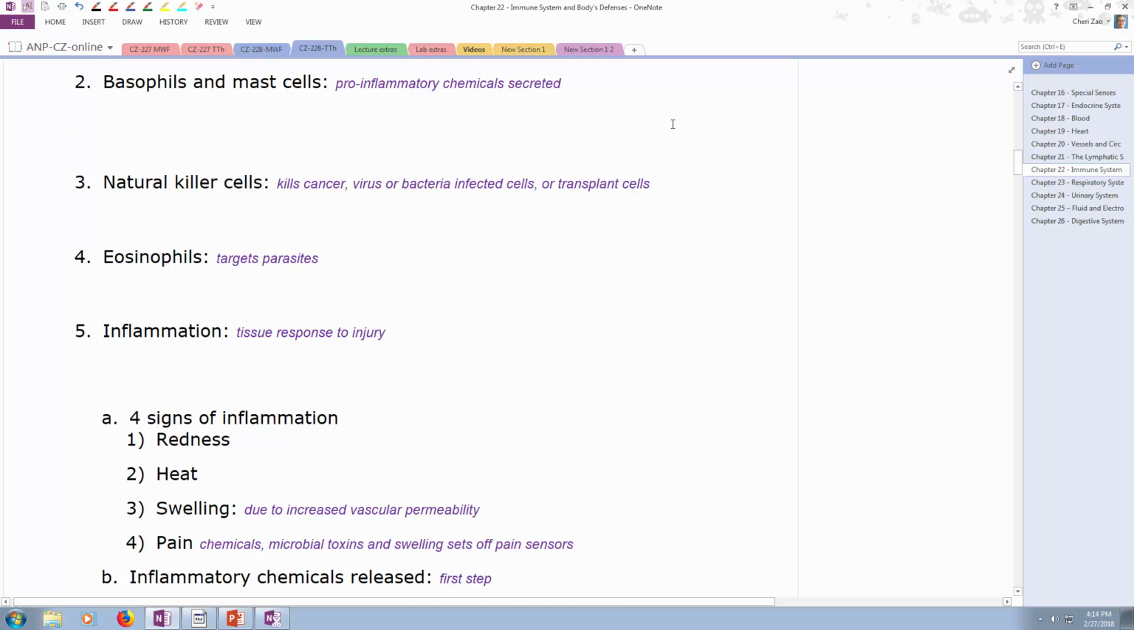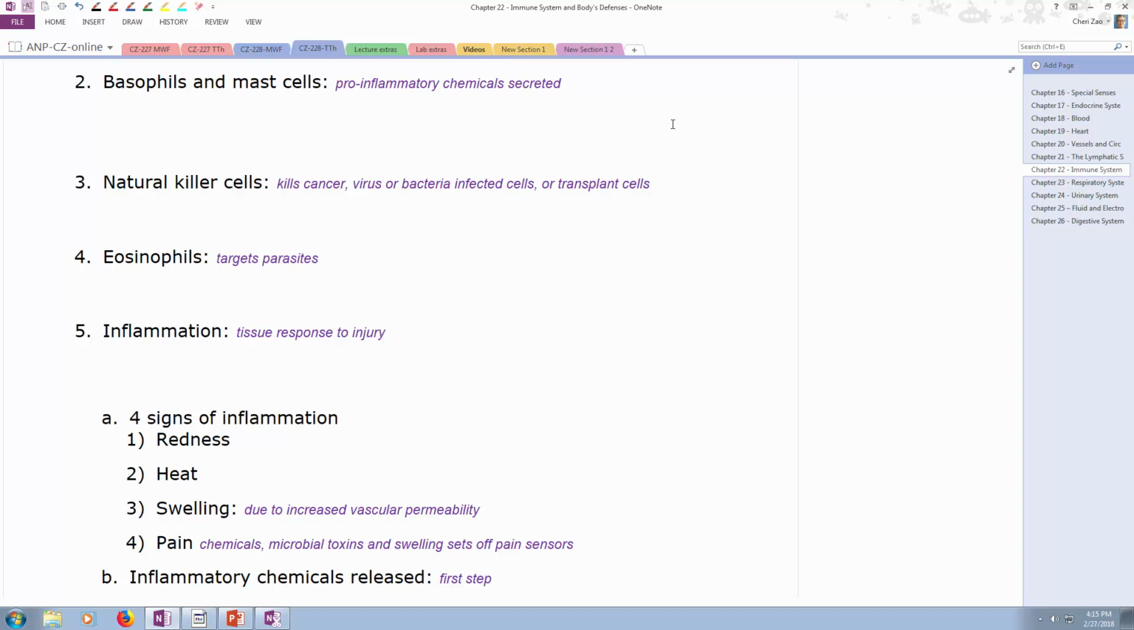Basophils and mast cells, these are two very different cells. Basophils are in the blood, mast cells are always in the soft tissues. Mast cells are never in the bloodstream. Basophils, however, can go from the bloodstream, just like all other WBCs, because of diapedesis, and go into the soft tissues. And they look so incredibly similar.